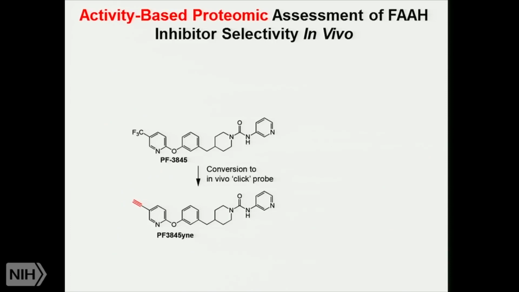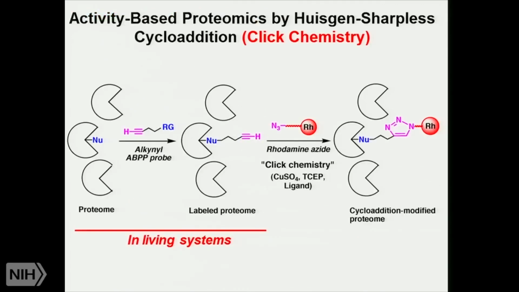And so in this case, what we simply do is take a lead Pfizer inhibitor, we embed within this molecule a simple alkyne unit. This gives you a latent handle. That allows you to take that molecule, administer it to any living system you'd like, a cell, an animal model. That molecule will go and react with whatever proteins it reacts with. They become alkynylated.